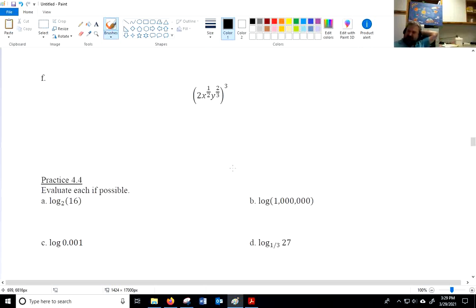All right, on the next one we have power to a power, so we'll apply each one of those. 2 to the 3rd is 8. 1/2 times 3 is 3/2, and 2/3 times 3 is just squared.